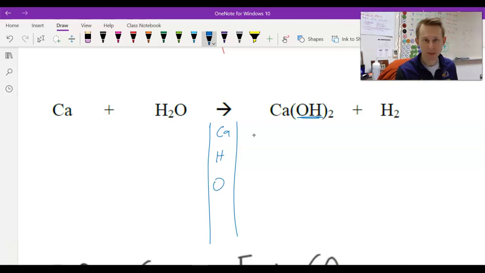So this happens sometimes. I wouldn't say a lot, but sometimes you've got water on one side and an OH group on the other. And so what you can do is you can rewrite water like this, HOH.